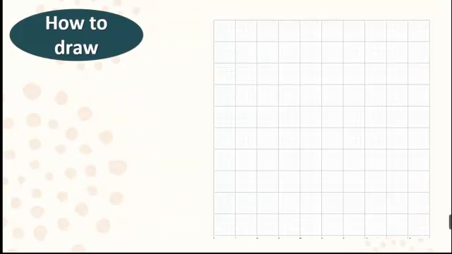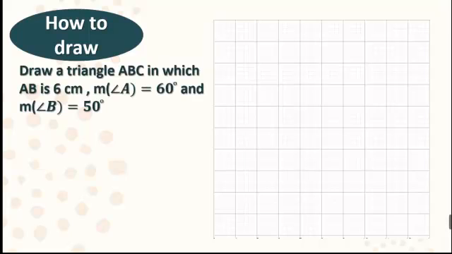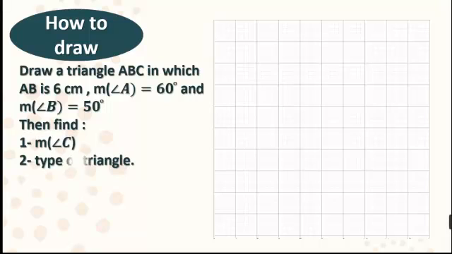Now let's move to the second topic, which is how to draw the triangle. First, I will look at the question. Draw a triangle ABC in which AB is 6 cm, the measure of angle A is 60 and the measure of angle B is 50. I have here one side and two angles. Then find the measure of angle C and determine the type of the triangle.